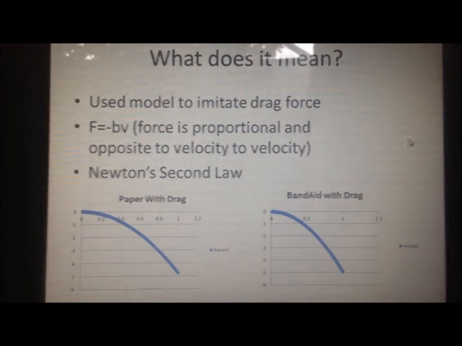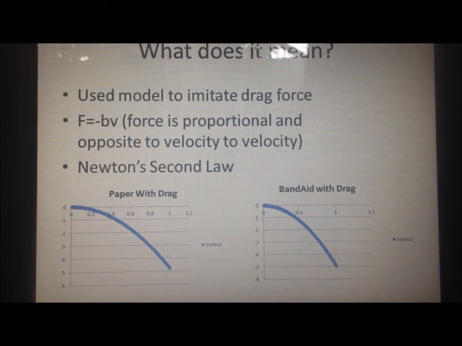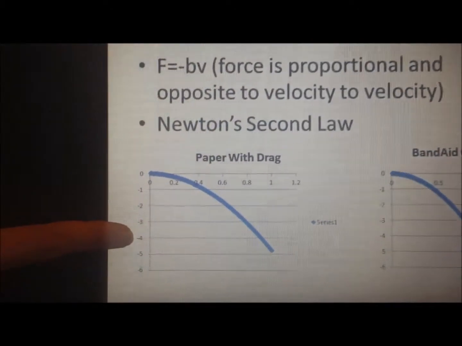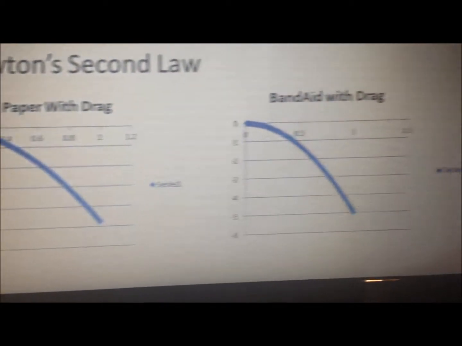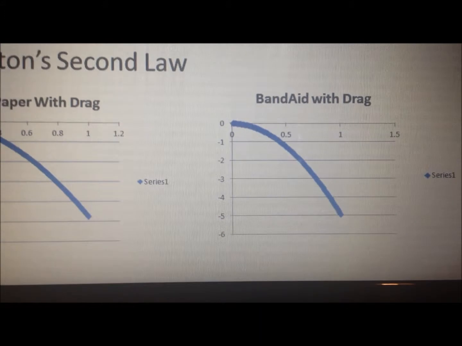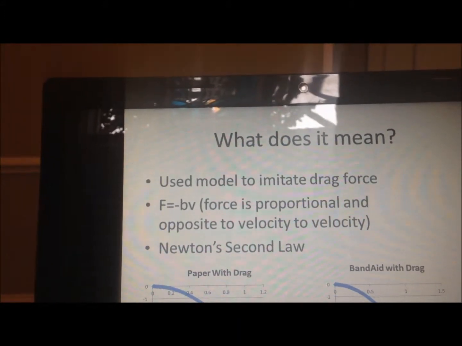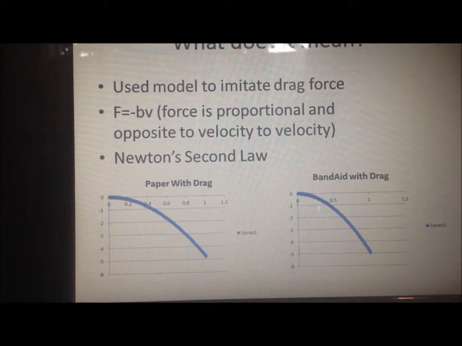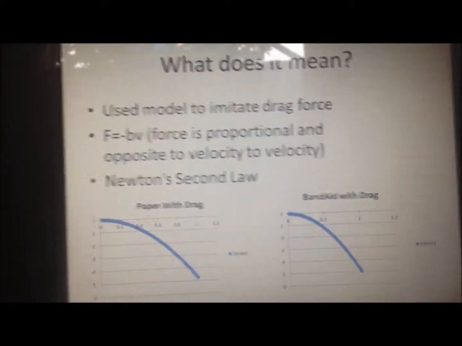We use the model to imitate the drag force, and the force is proportional to the velocity in the opposite direction, from Newton's second law. You can see when we made the paper with the drag that it falls slowly to reach its terminal velocity, whereas the Band-Aid box with its drag falls much more quickly to reach its terminal velocity. These are predicted by my models and shown throughout here, and you can see those on the videos.